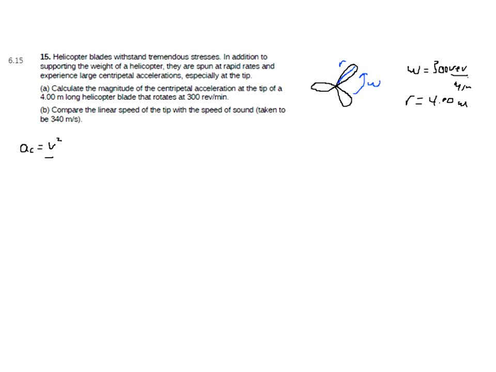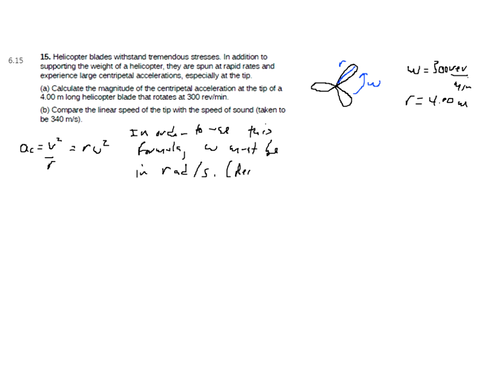So A sub c equals v squared over r, or r times omega squared. And in order to use this formula, omega must be in radians per second. And that makes sense because remember, r is really meters per radian.